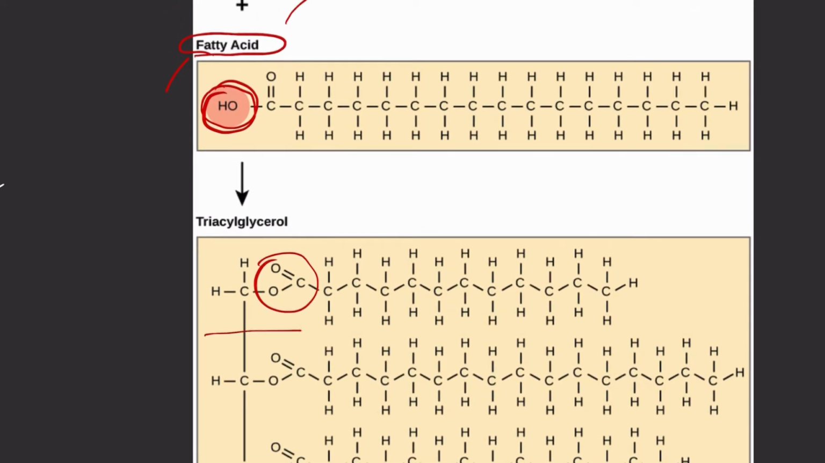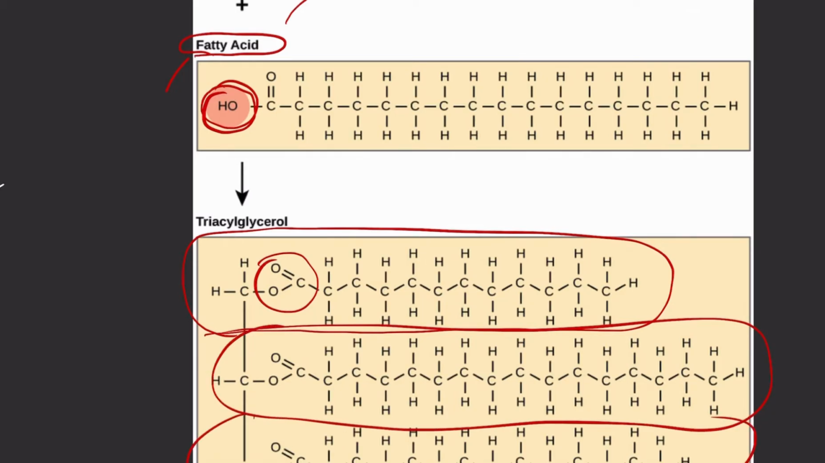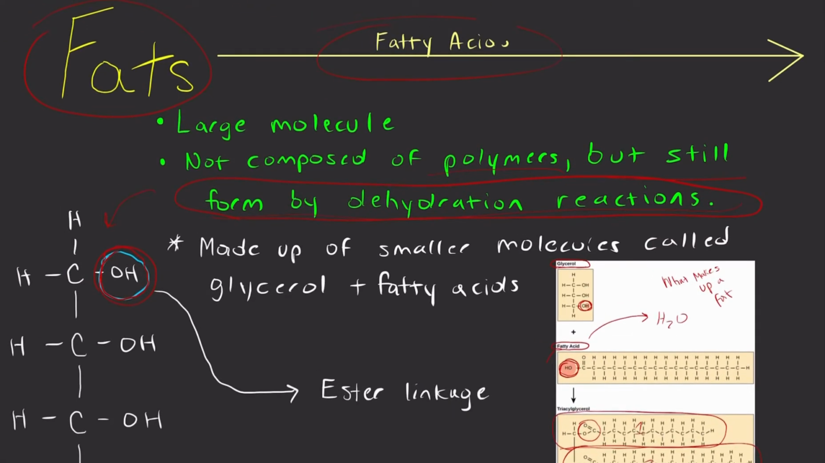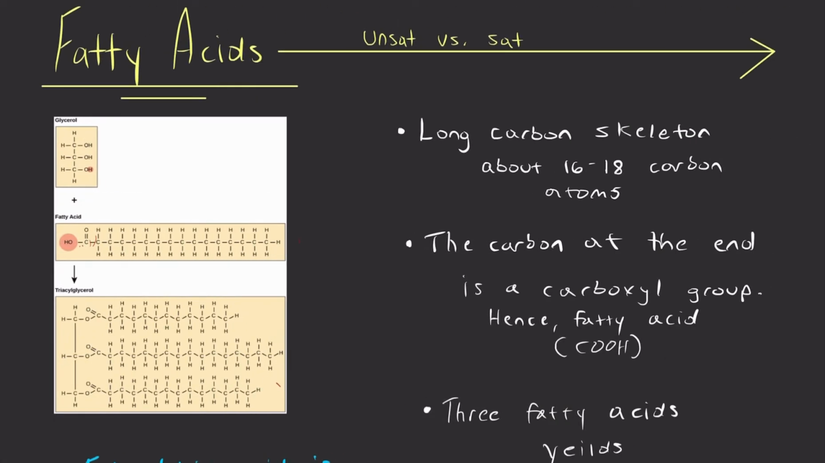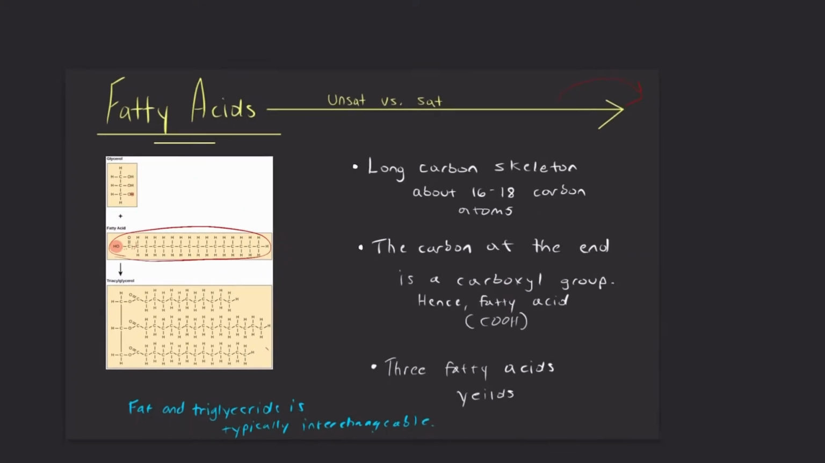And eventually what we have is a long chain here, right? And when we form these three long chains, it is called a triglycerol. 1, 2, and 3. Okay, so fats are made up of glycerol and fatty acids. Now, fatty acids can be unsaturated or saturated, which will be in the next slide. So fatty acids are these long carbon skeletons, about 16 to 18 carbons, okay?